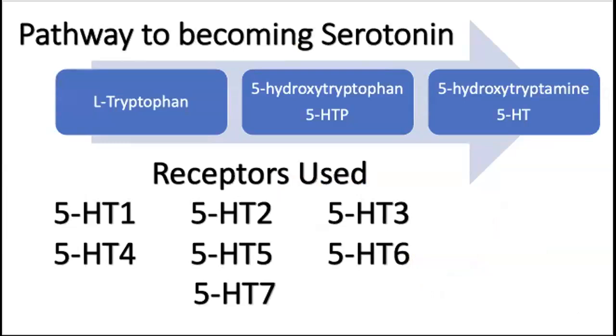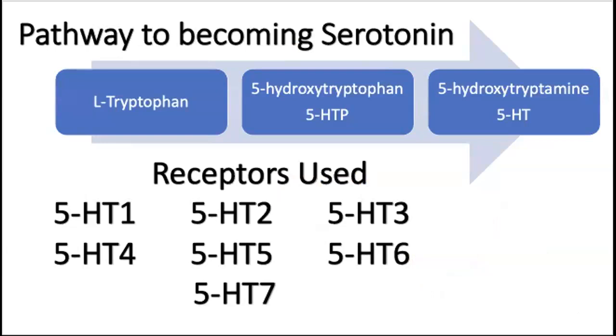Serotonin is an amino acid. It starts with the amino acid tryptophan, and in two steps, we have serotonin. Tryptophan is converted into hydroxytryptophan, which is abbreviated as 5-HTP. Then it's converted into hydroxytryptamine, which is 5-HT, and this is serotonin.